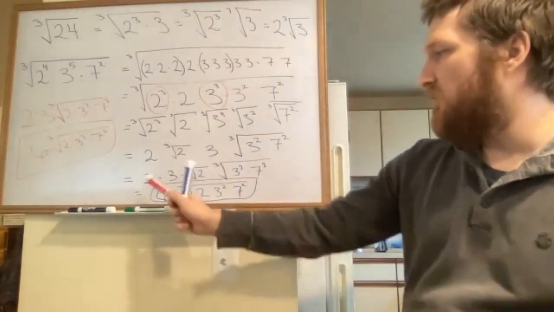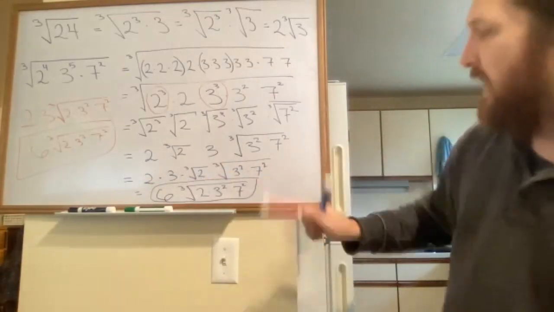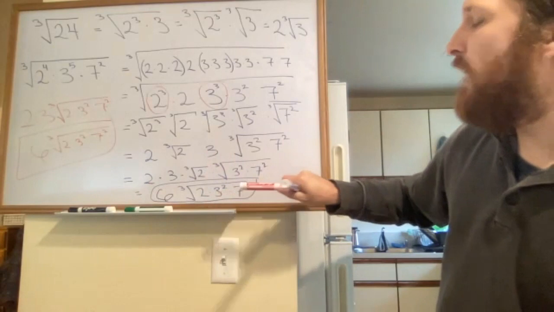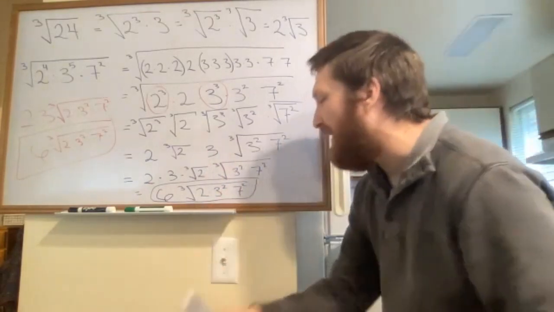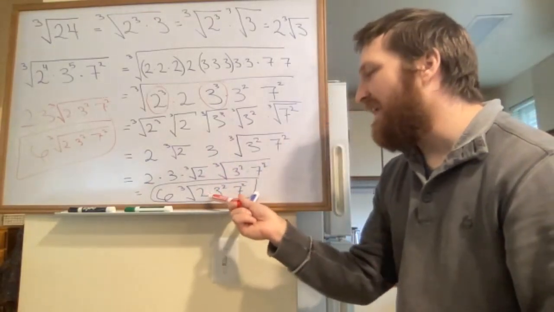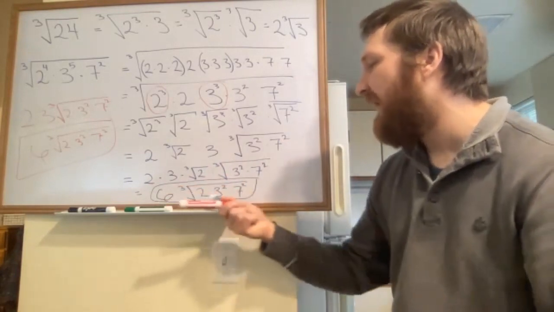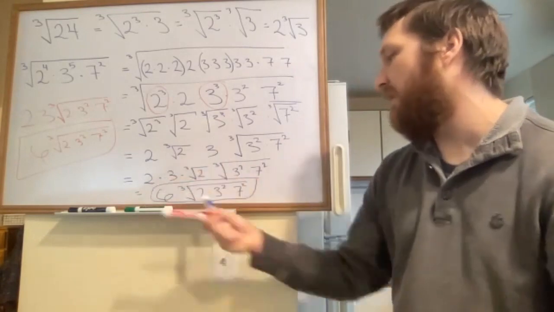And we end up with 2 times 3 is 6 times the cube root of all of the stuff that wasn't a multiple of 3, basically. We don't have enough to cancel anybody out. And so this is as simplified as it can possibly get right there.